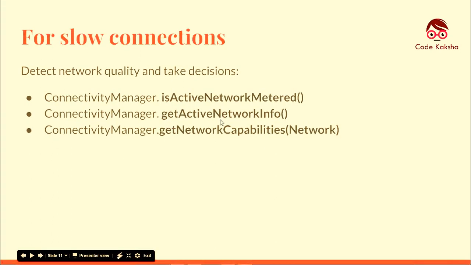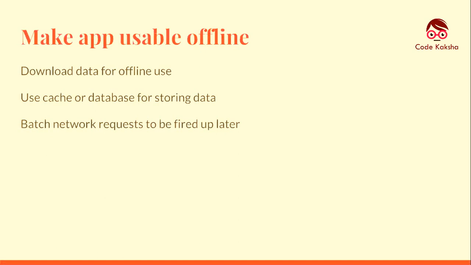ConnectivityManager.getActiveNetworkInfo will just return the info of the current network the user is connected to, whether it is Wi-Fi or 3G or 4G, and whether the user is connected to the network at all or not. And the third is getNetworkCapabilities. It will return all the capabilities of the network, like whether it is 4G or LTE or Wi-Fi, or what features are there in this network, and so on. So you can use these APIs to predict the network environment on your user's device and take decisions on the basis of that.